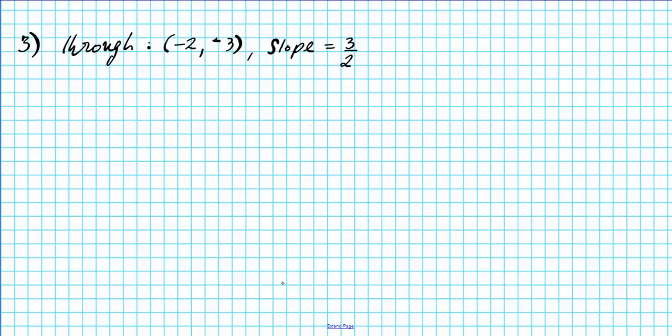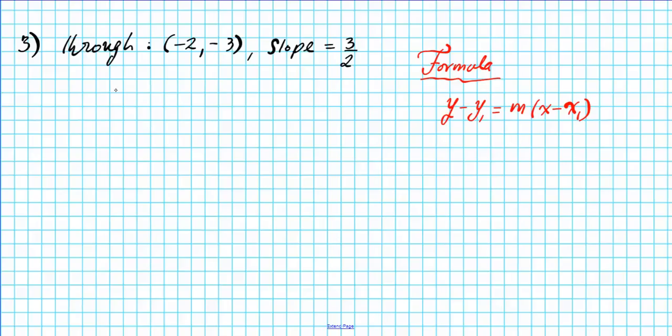Okay, now in order to do this one, we're going to use another formula that reduces to the slope-intercept form. We're going to be using the point-slope form of the equation of a line. So the formula we're going to be using here is y minus y1 equals m(x minus x1). When this equation is simplified, it becomes the slope-intercept form.